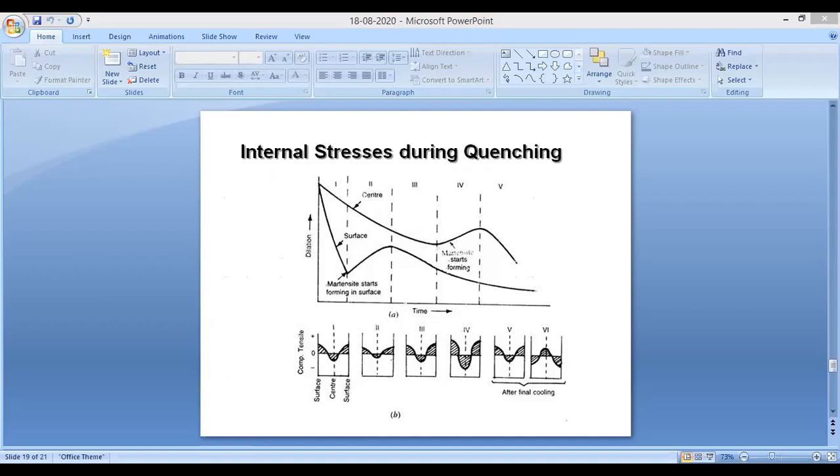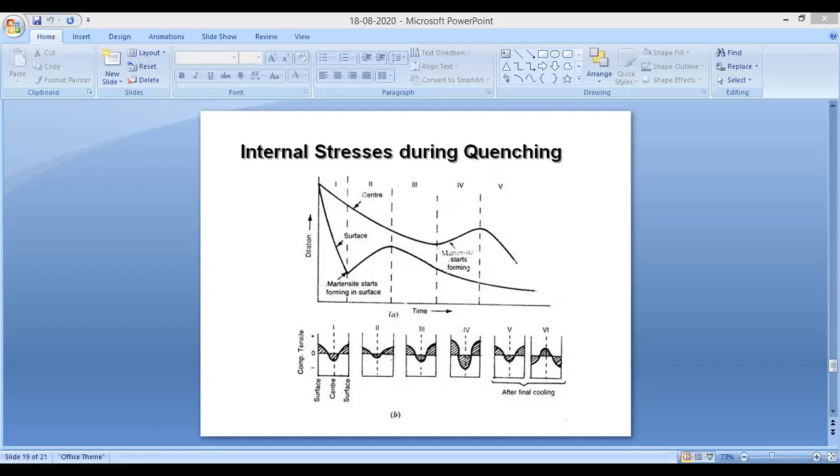At the beginning of stage 4, the center has attained the MS temperature and begins to expand, forming martensite, while the surface is still slowly contracting. The center, as it expands, puts the surface in tension and stress levels are considerably increased. In stage 5, the center is contracting thermally and the surface is almost at room temperature, which leads to a decrease in stress levels, and many times it may even reverse.